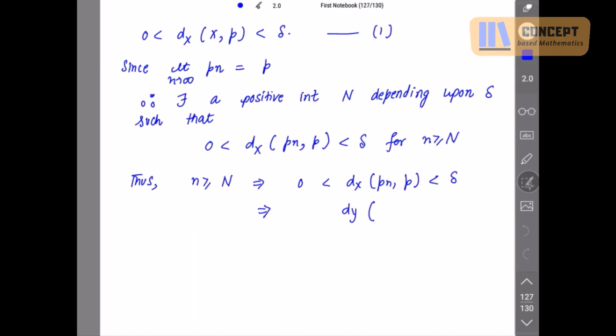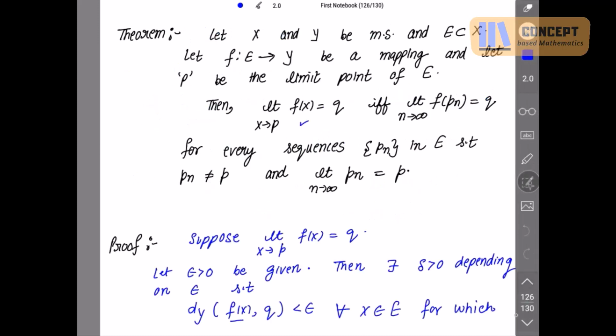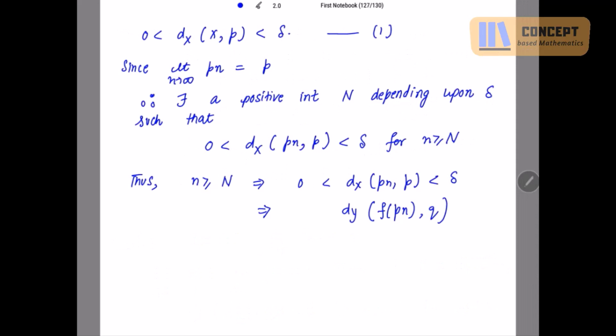Replacing this x with Pn, when I write distance in y, I should write f of this x, which is Pn, f of Pn, comma. If there is P, I must write q. For this distance in x, the distance in y will be f of the first point, comma q, where q is a point in y and p is a point in x. So this distance is less than epsilon.